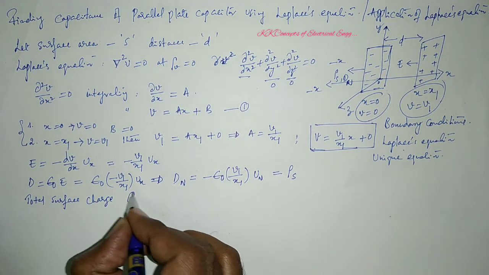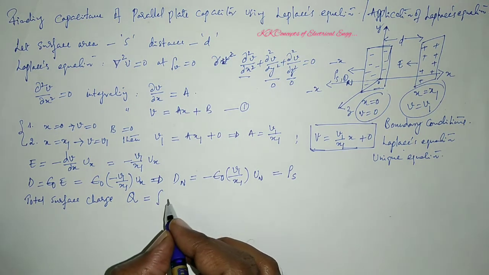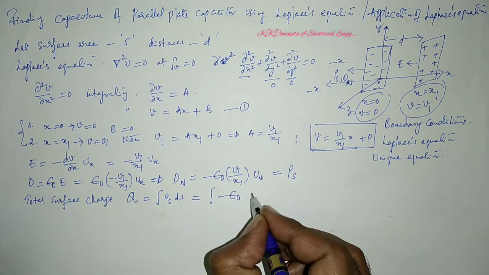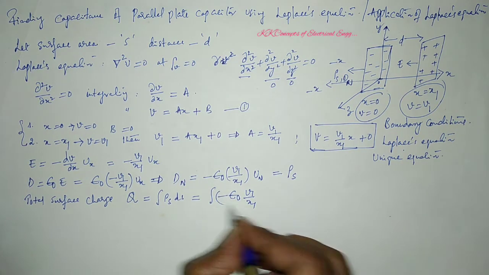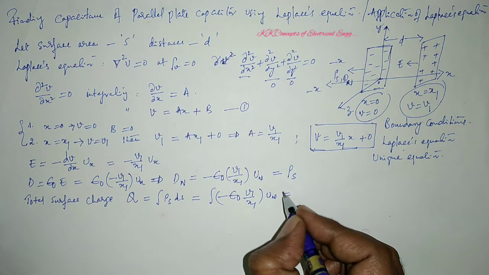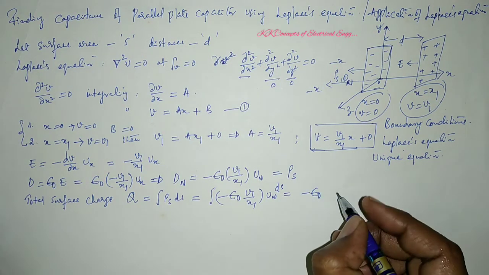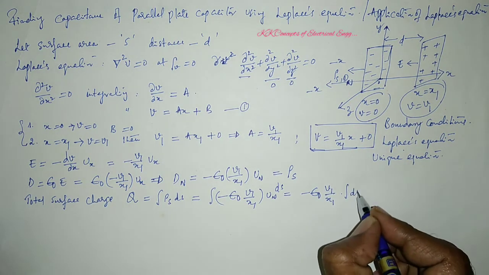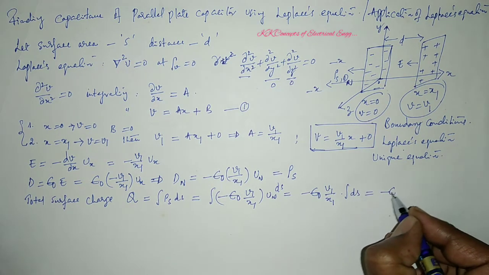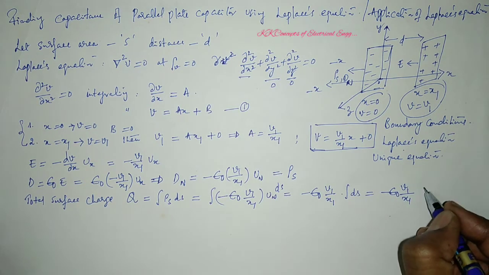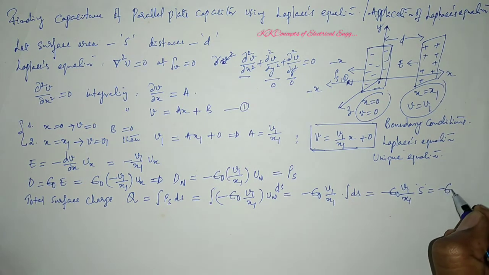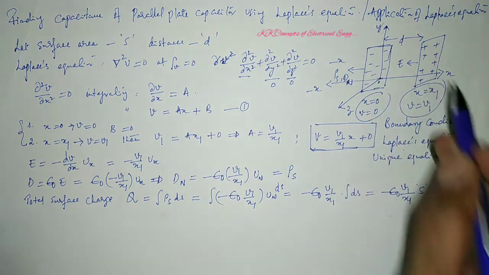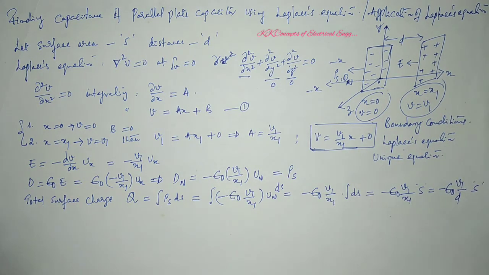Total surface charge Q is given by integral of rho s ds, that equals to integral of minus epsilon naught V1 by x1 an of ds, minus epsilon naught V1 by x1 of integral ds, that equals to minus epsilon naught V1 by x1 of S is equals to minus epsilon naught V1 is V1, but what about the x1? x1 is the distance between these two, that is given by d of S.